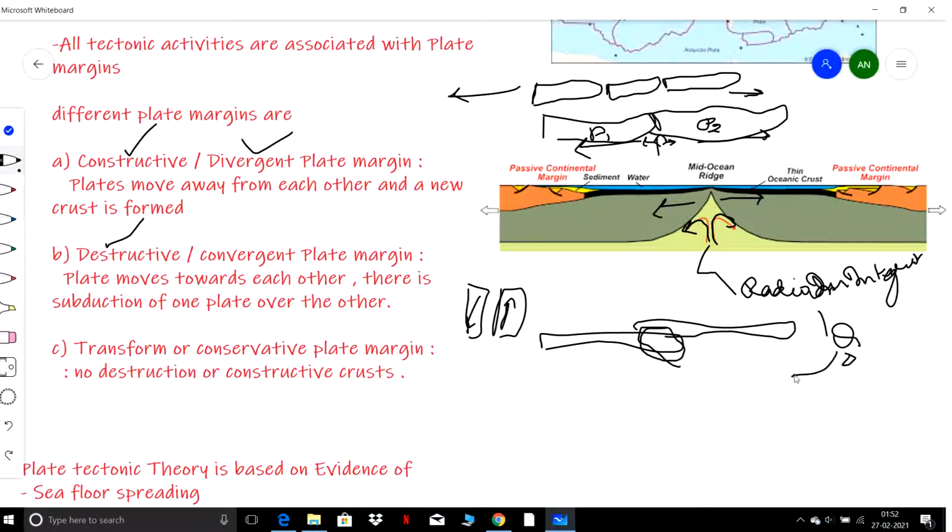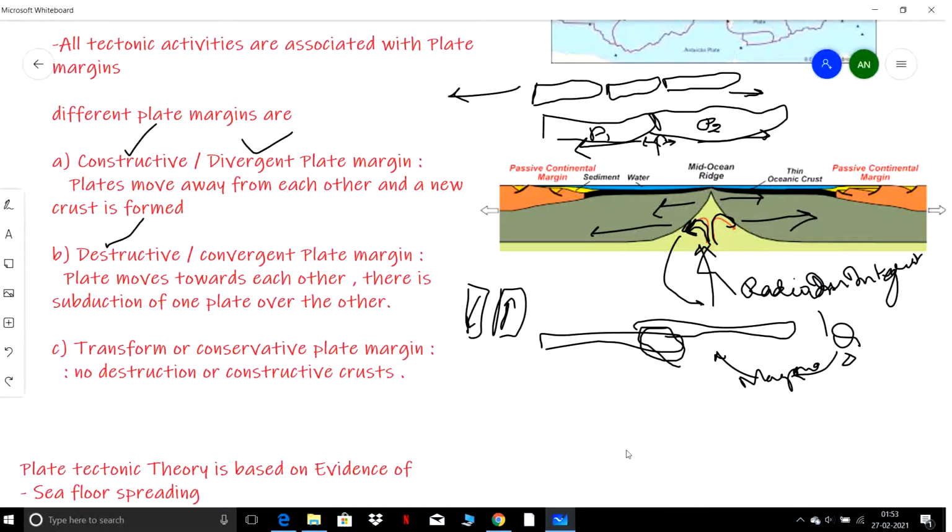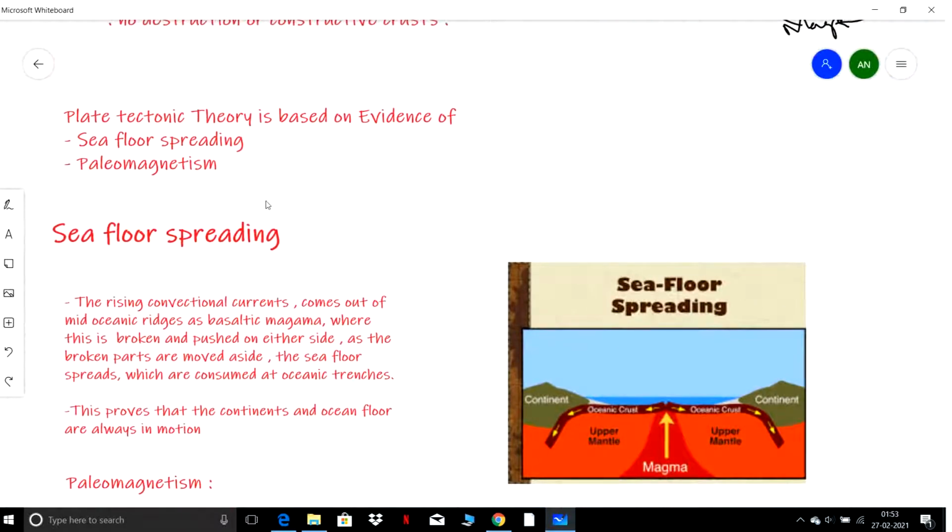This heat will lead to expansion of magma. The magma becomes light and comes up as convective currents, whereas the cooled magma goes down. This cyclic repetition goes on, and hence these convective currents make the plates move. Finally, this causes continental drifting and ocean floor spreading. So plate tectonic theory is based on evidence of seafloor spreading and paleomagnetism.